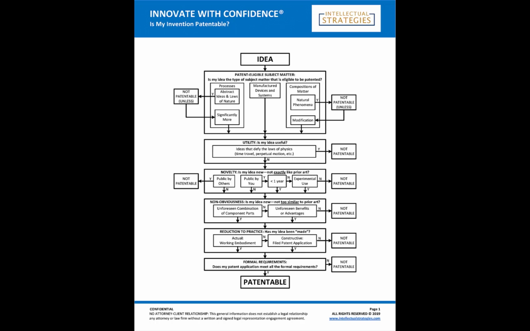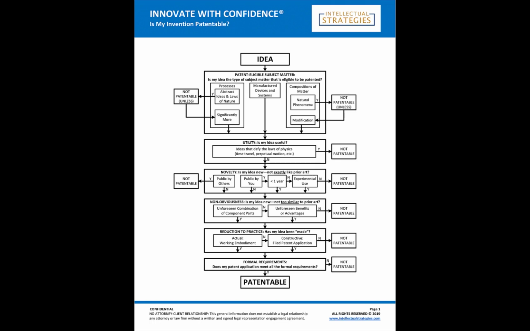In this training module, I'm going to show you how to use our outline to determine if your idea meets the 6 criteria to be patentable. This includes exploring whether an invention is considered patent-eligible subject matter, provides utility, is novel, is non-obvious, has been reduced to practice, and is described in a submission that meets all the formal requirements.